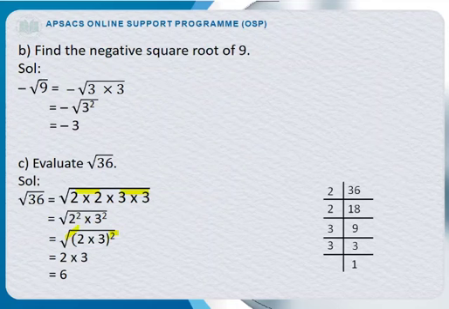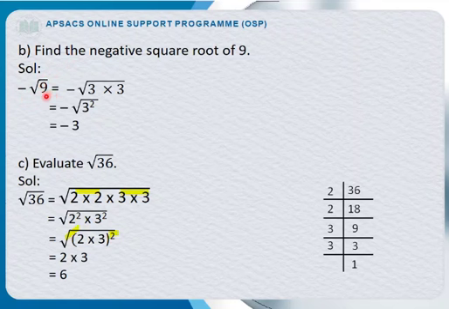Now part B is we need to find out negative square root of 9. What does it mean? We need to find out negative square root. For this I'll write first the heading of solution. Afterward I will put negative sign. Then I'll use square root 9 equals negative sign as it is.